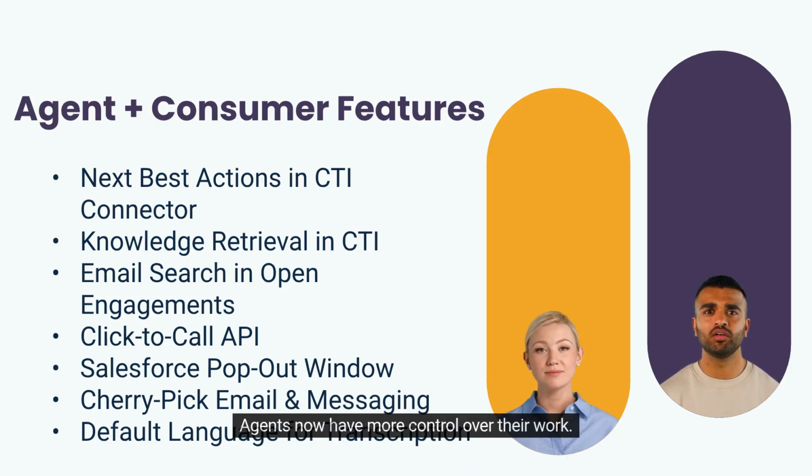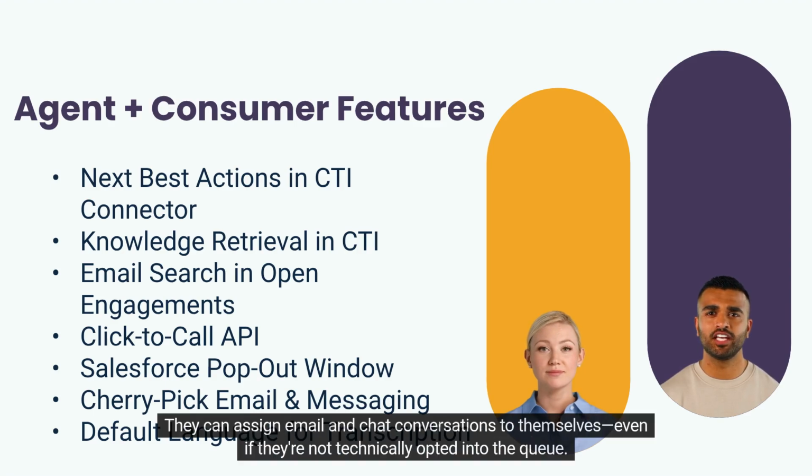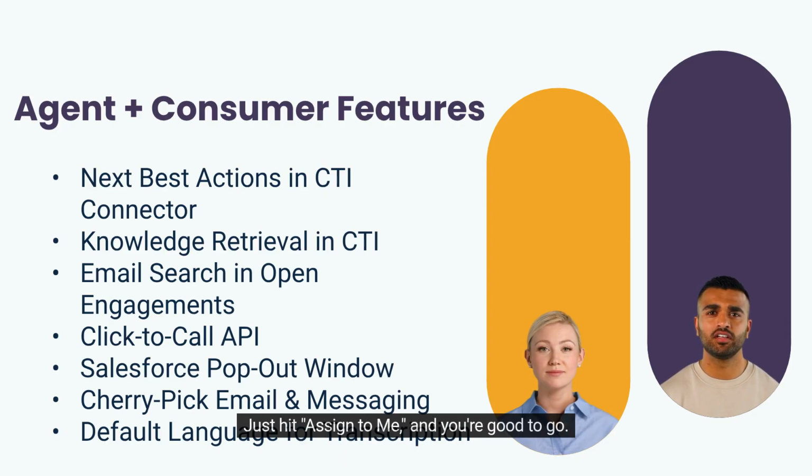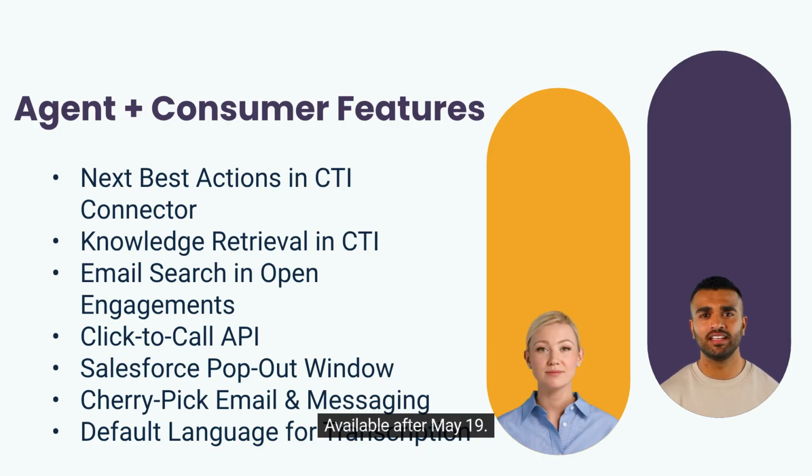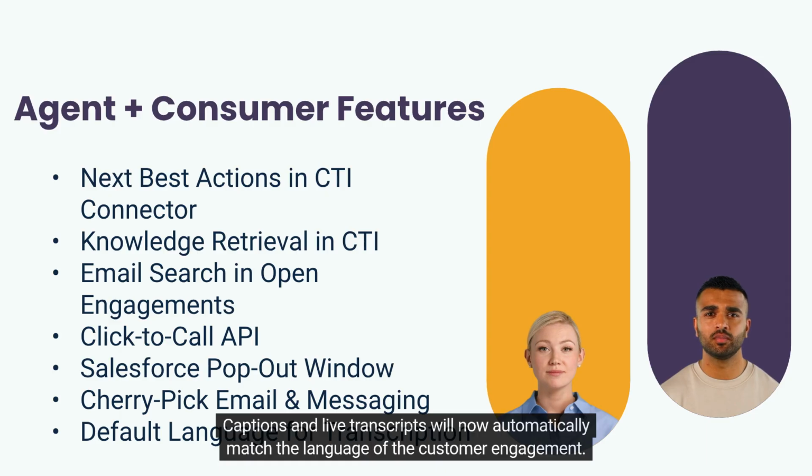Agents now have more control over their work. They can assign email and chat conversations to themselves, even if they're not technically opted into the queue. Just hit Assign to Me, and you're good to go. Available after May 19th.